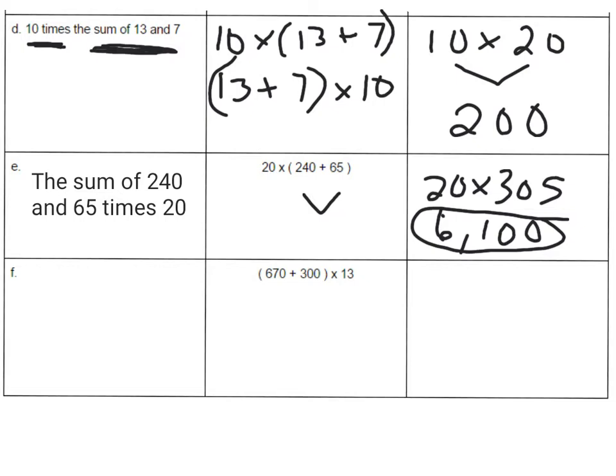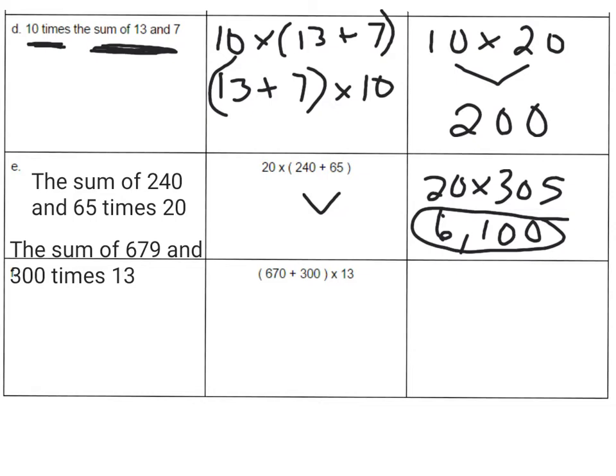So again, it gives you the expression and you have to write it in words. So we're going to do this one again, thinking of what we're asking to do first. So I'm thinking inside those parentheses, and really the parentheses are saying to add. So I'm going to say the sum of 670 and 300. And then the last thing I have to do is multiply by 13. So I'm going to say times 13. And that's going to be my word portion.